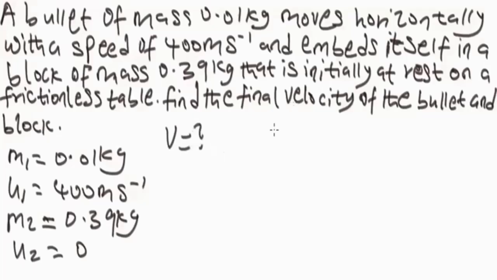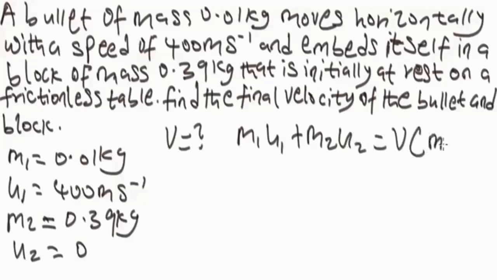This question is under perfectly inelastic collision, so we're going to apply m1 u1 plus m2 u2 equals v in bracket m1 plus m2. We are looking for the final velocity v. When you substitute these values, remember u is your initial velocity. We have two initial velocities for this question and two masses. Now let's input the values.